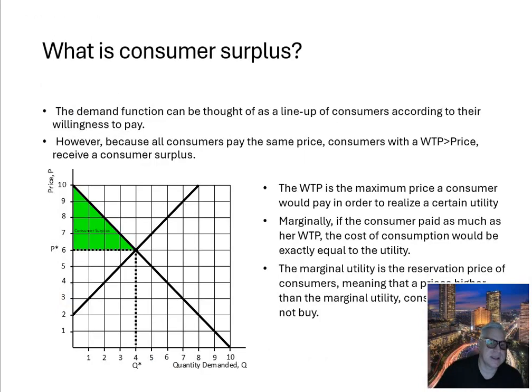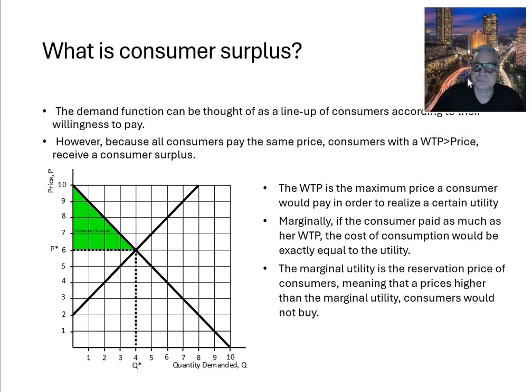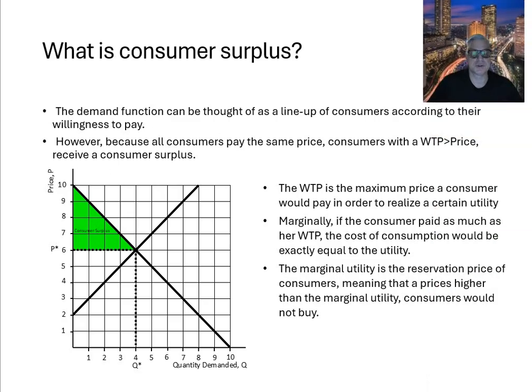Okay, and this is what it looks like, a little bit simpler. So what is consumer surplus? It's the same green triangle, looks a little bit nicer than what we just derived. So again, the demand function can be thought of as a lineup of consumers according to their willingness to pay. However, because all consumers pay the same price, consumers with a willingness to pay which exceeds the price receive a consumer surplus.